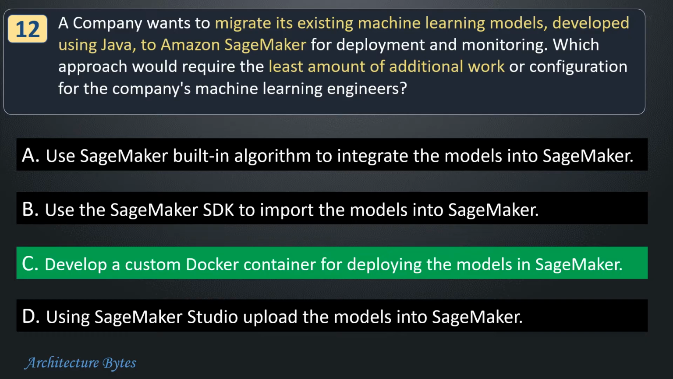Option A. SageMaker's built-in algorithms are designed for specific tasks and would not directly integrate existing models, especially if they were trained using a different framework. Option B. Using the SageMaker SDK is primarily focused on interacting with SageMaker for tasks such as training and deploying models, but does not directly address how to bring the existing models into SageMaker with minimal overhead. Option D. While SageMaker Studio offers a user-friendly interface for building and deploying models, it does not specifically facilitate importing models without additional configuration or operational steps.